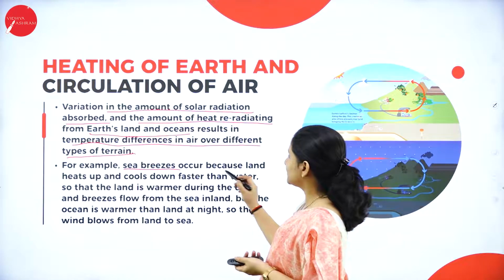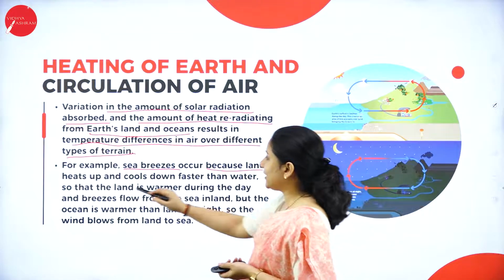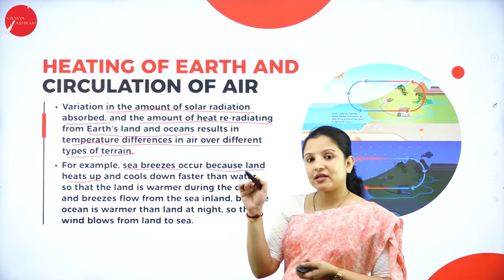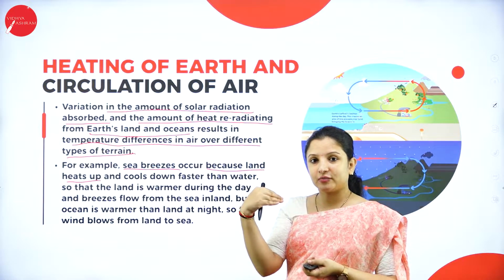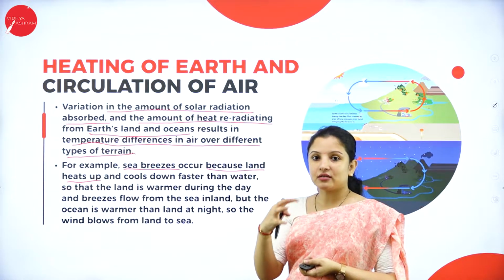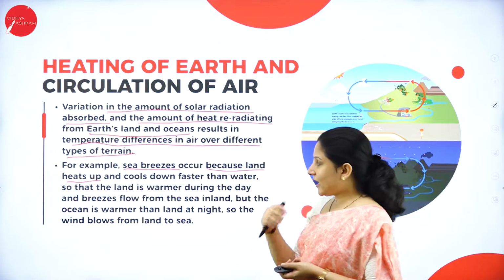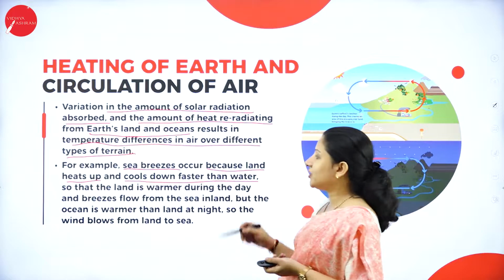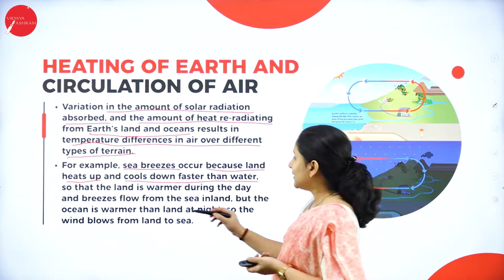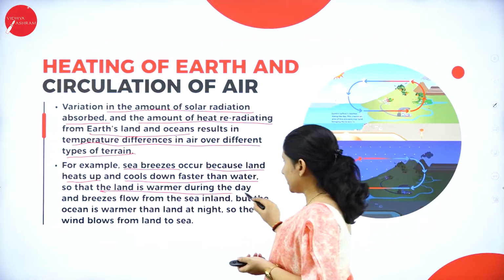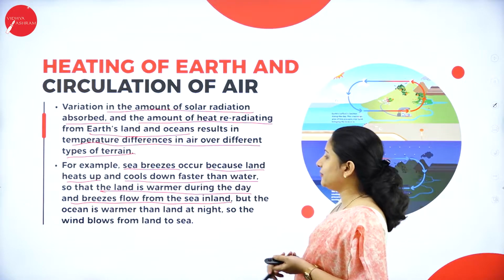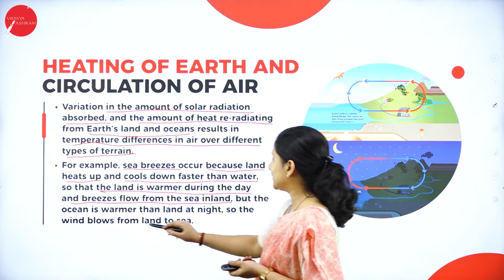So sea breezes occur because land heats up. Why does land heat up? Because of the solar radiation coming into the Earth's atmosphere, some amount of heat is received by the land, right? So the land will heat up and it will cool down faster than the water. So the land is warmer during the day and breezes flow from the sea inland, but the ocean is warmer than the land at night.